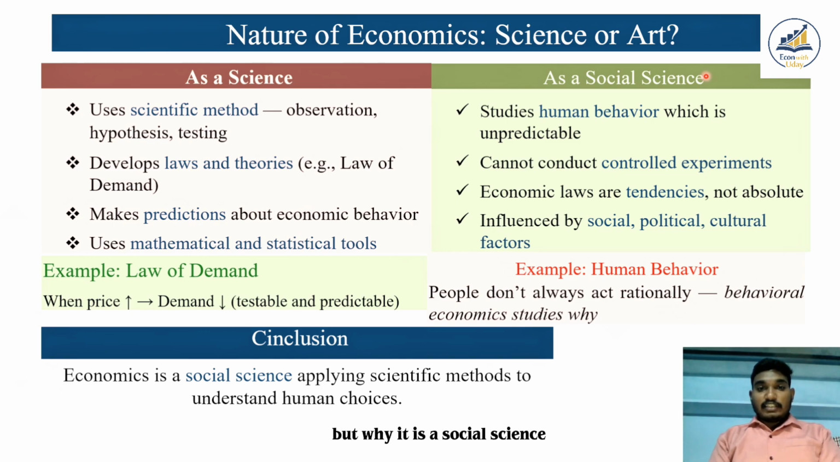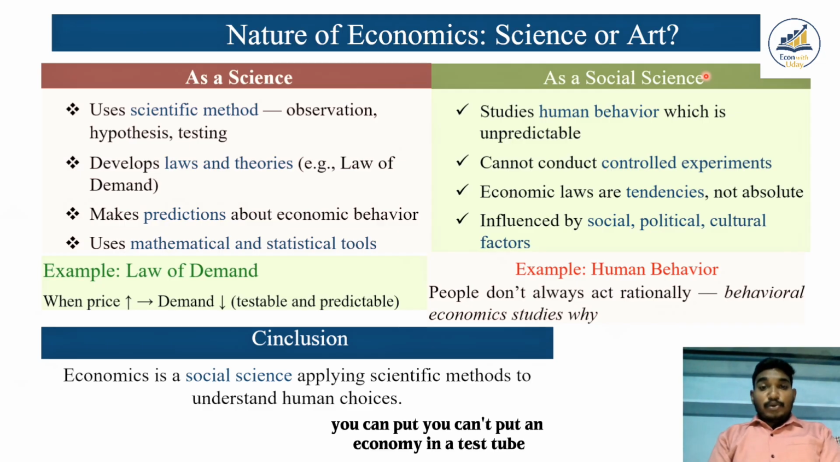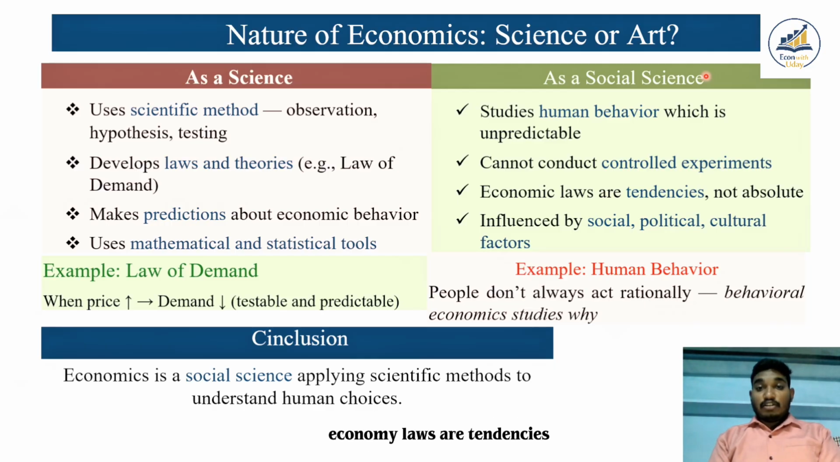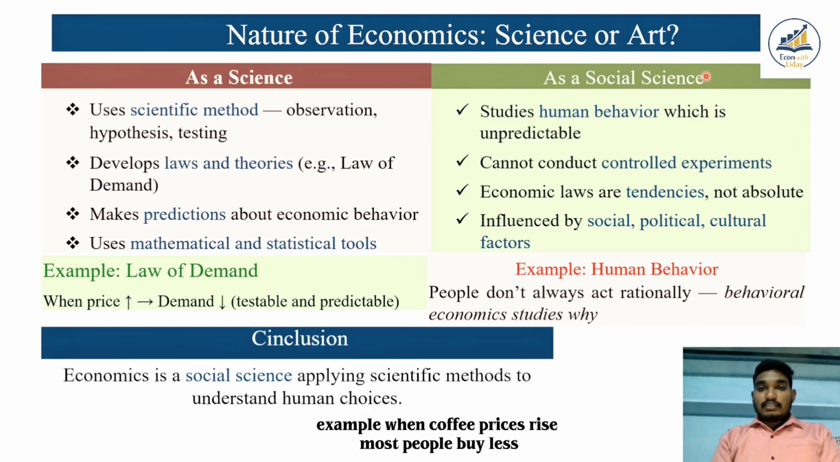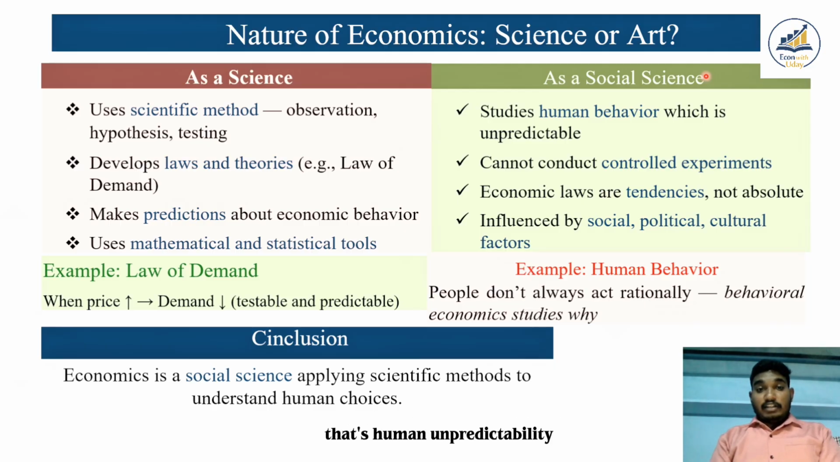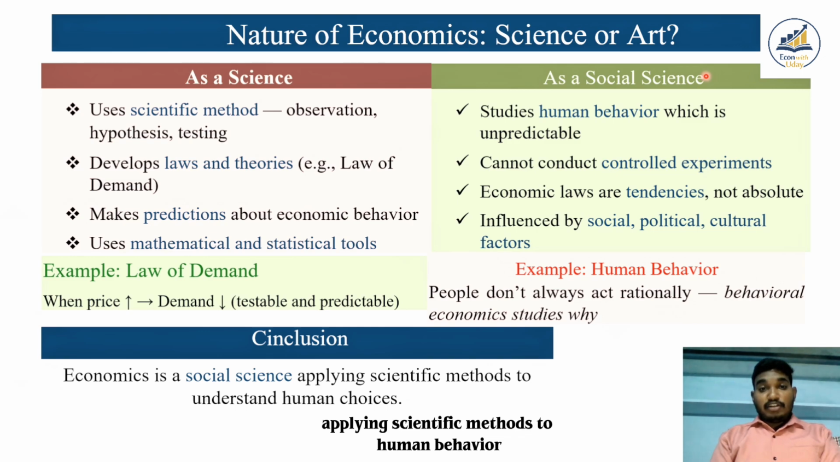But why is it a social science? Because it deals with human behavior, which is unpredictable. You can't put an economy in a test tube. Economic laws are tendencies, not absolute laws like gravity. Example: when coffee prices rise, most people buy less, but some coffee lovers might still buy the same amount. That's human unpredictability. So economics is a social science applying scientific methods to human behavior.